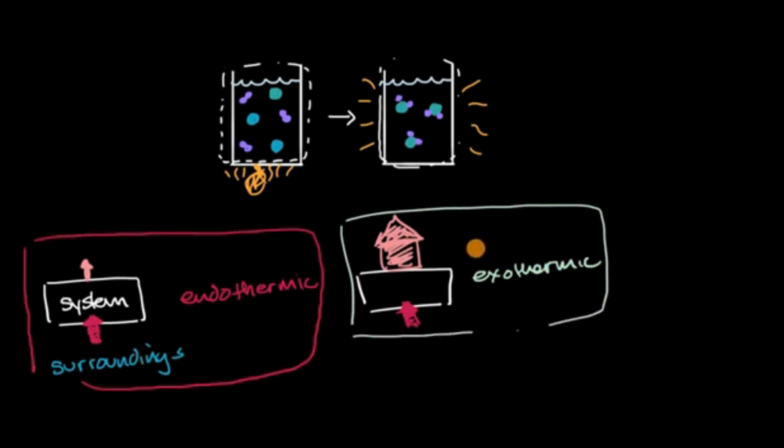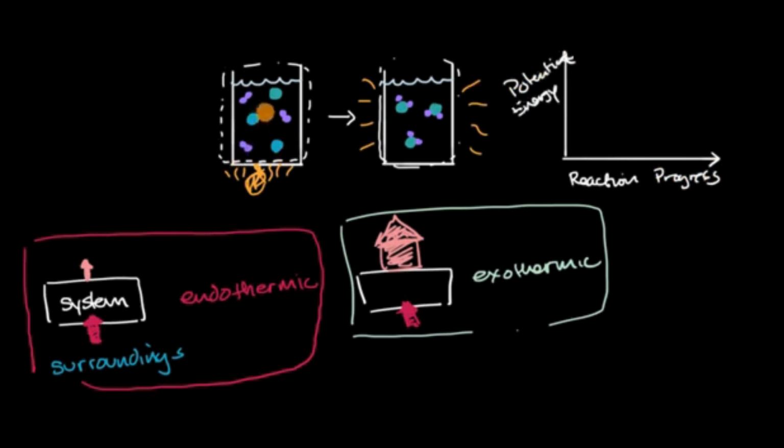Now we can also understand this in terms of potential energy and how the reaction progresses. So on the horizontal axis, we'll call this reaction progress. And then the vertical axis is potential energy. Now our system, before we start heating it up, is going to be at some potential energy. And maybe it's just happy right there. But then we start putting energy into the system. We're doing this right over here by lighting that burner under it.